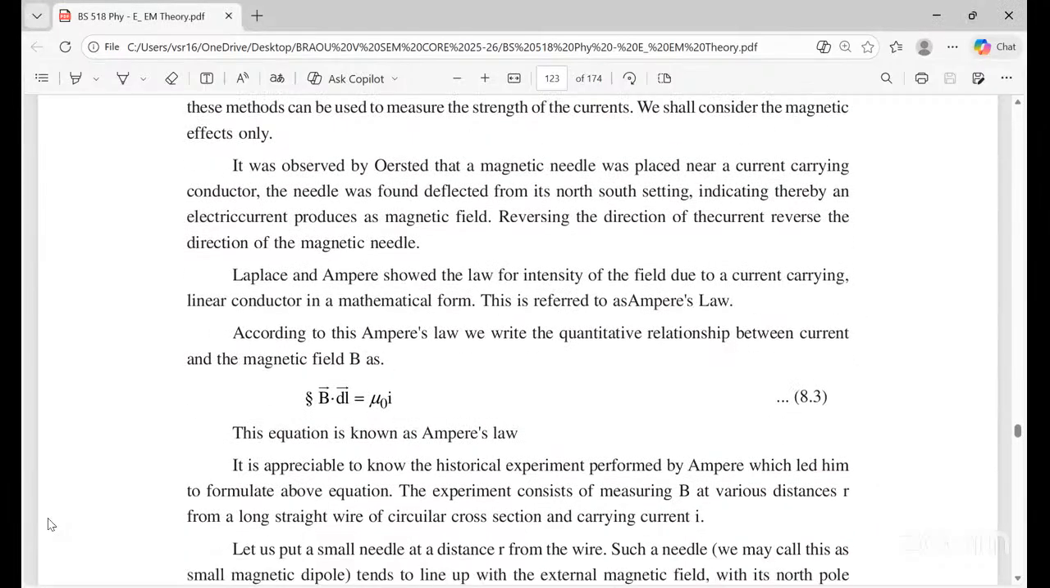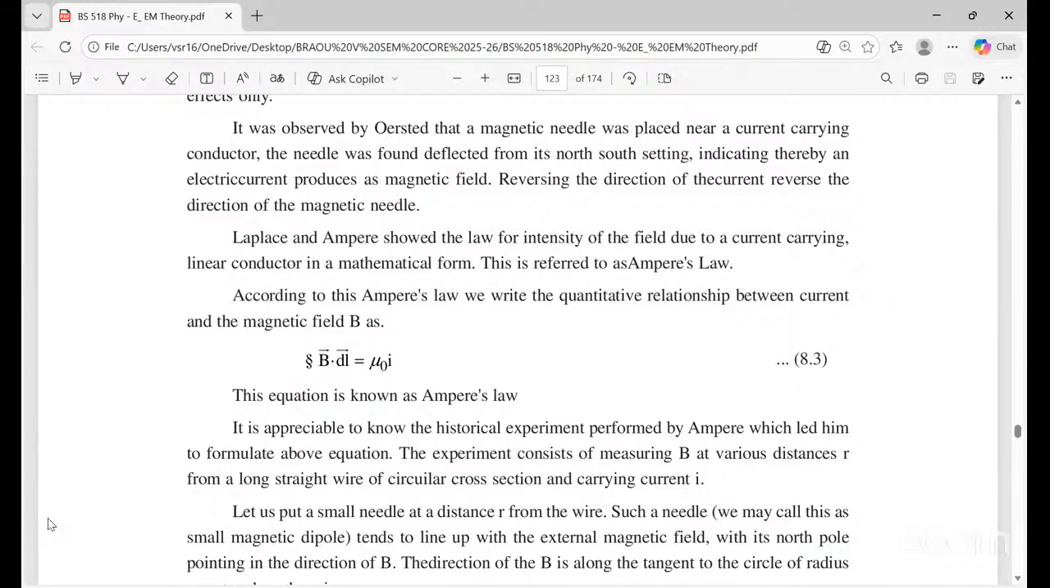Whereas in the case of Ørsted, it was observed that a magnetic needle placed near a current carrying conductor is deflected from its north to south pole, indicating that a magnetic field is produced by the electric current. And if the current is reversed, the deflection takes place in the opposite direction. Okay.